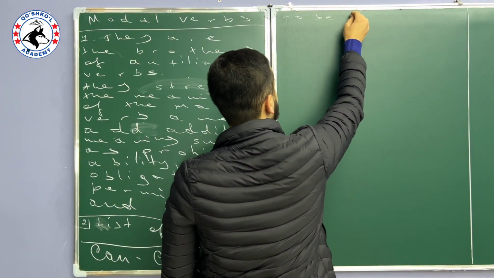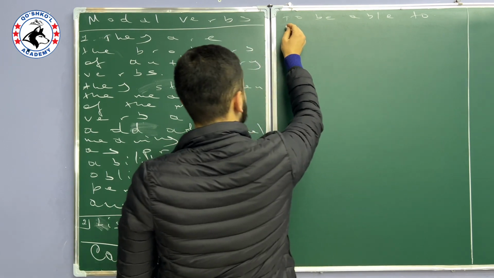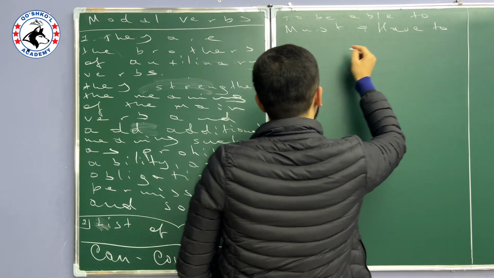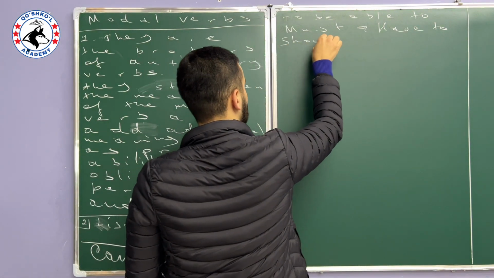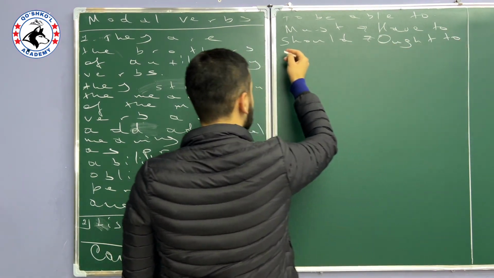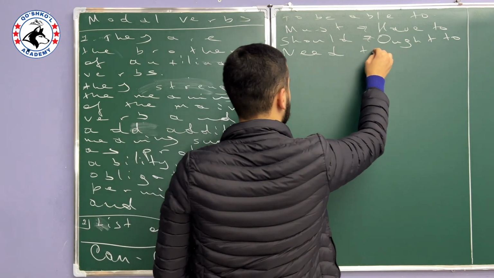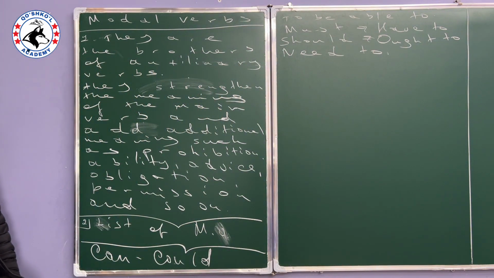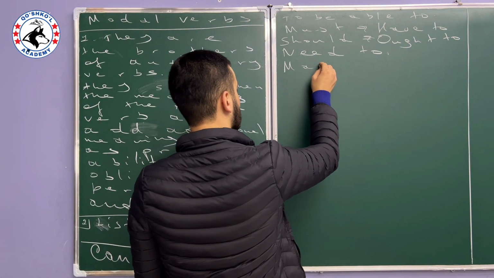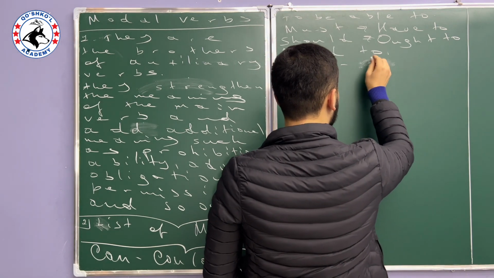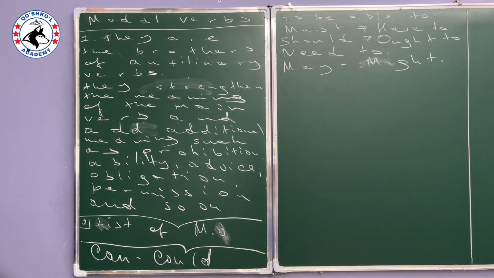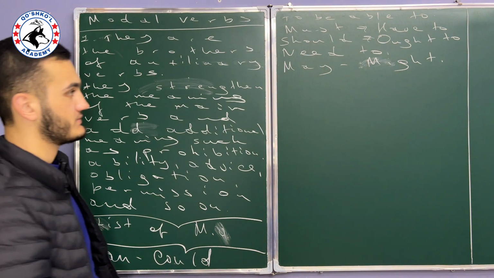To be able to. Must and have to. Moreover, we have should and ought to, and need to. May, might. There is the list of common modal verbs, my friends.